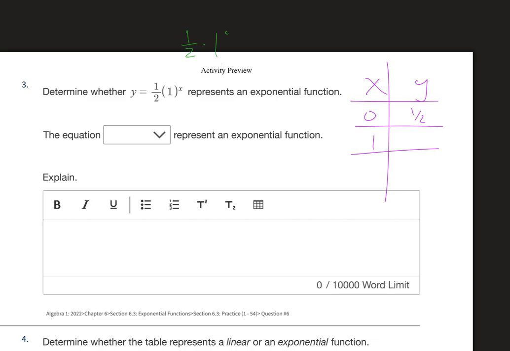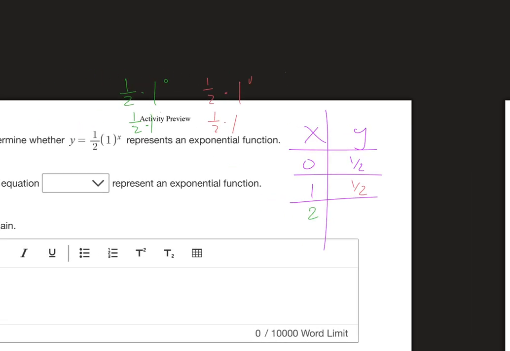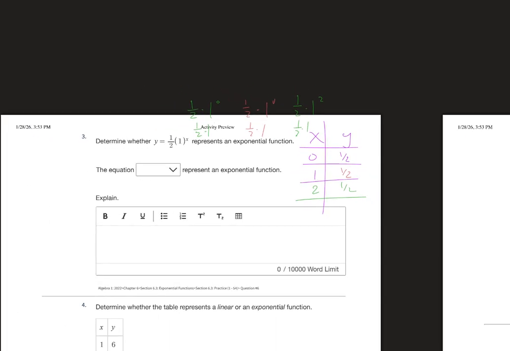1/2 times 1 to the 0. Well, that was 1/2 times 1. Okay. 1/2 times 1 to the 1. Okay, well that's 1/2 times 1. So there's 1/2. Let's plug in 2. 1/2 times 1 squared. Guess what? 1 squared is 1. So you get 1/2. So this is actually a linear function.